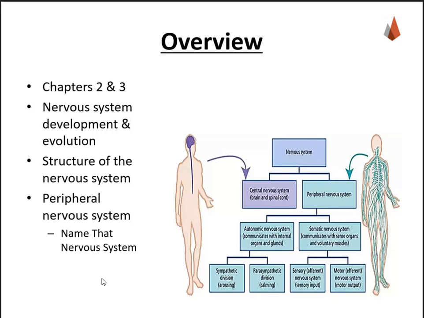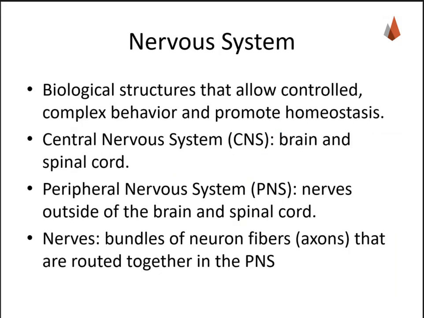Okay, so let's talk a little bit about the nervous system in general. When we say someone's nervous system, we're talking about biological structures that allow for controlled complex behavior and promote homeostasis. When we say controlled complex behavior, we're talking about more than just movement, right?